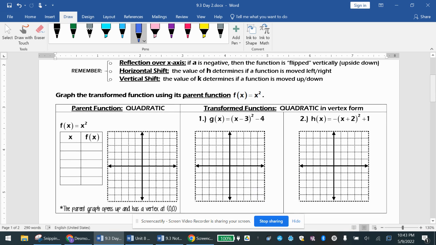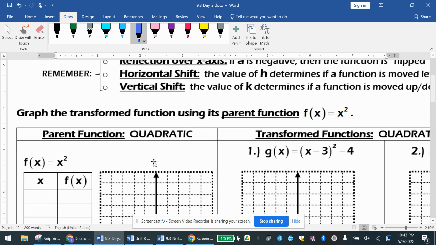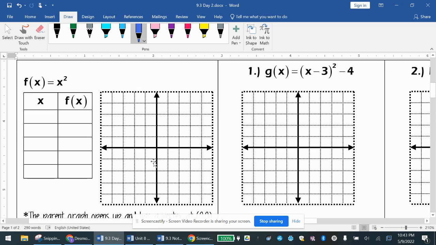All right, guys, so let's talk about that pattern I was telling you about. So, the parent function for a quadratic, if you remember, we always started with a vertex of 0, 0, right? And then we picked the smaller numbers from 0 and the bigger ones.